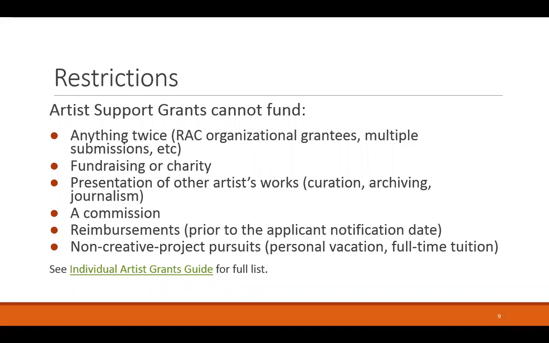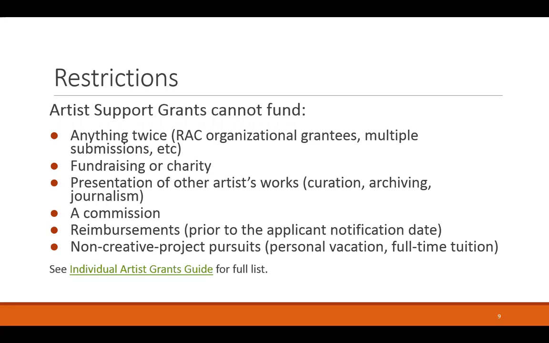So we have 2 slides of restrictions. I'll try and keep them fairly concise. So artist support grants can't fund anything twice. If you have previously received an artist support grant, you can certainly apply for one again in the future once your cooling period ends, but you can't apply for the exact same thing or for, say, the continuation of a project. There is some nuance there.